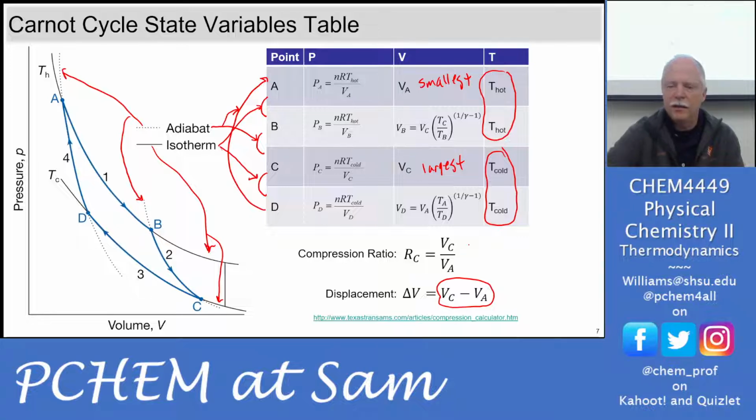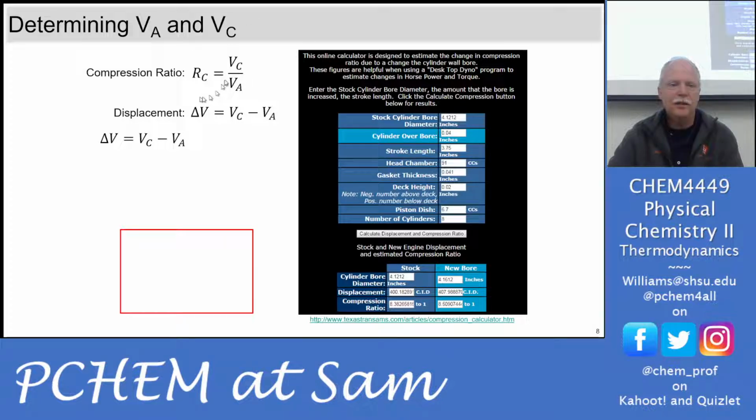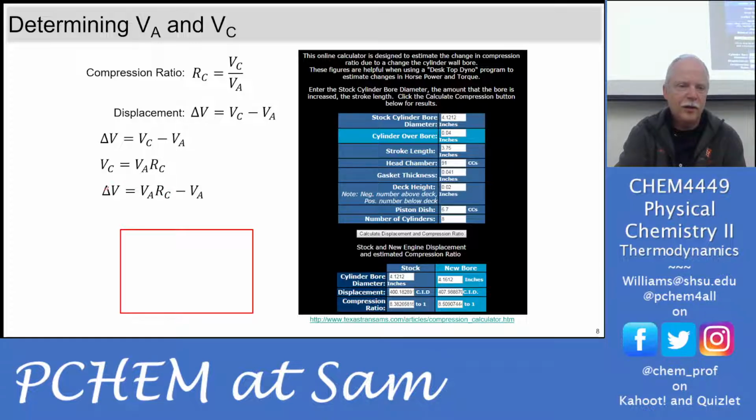So let's do that math. Okay. So here's our compression ratio. Here's our displacement. And so we can rearrange this. We can solve for VC by multiplying both sides by VA. So we bring that over here. So we have VA times the compression ratio. And so we can put that in for VC. So this is the displacement equation. And we know the compression ratio. We know the delta V. So we can solve for VA. So VA is that delta V divided by the compression ratio minus 1. Okay, so there's our volume A.